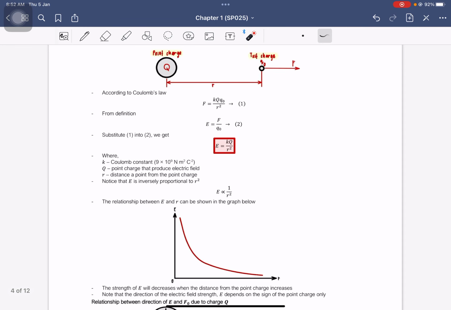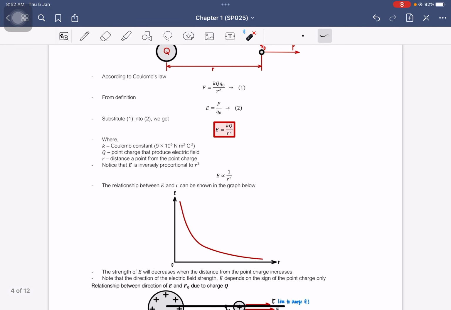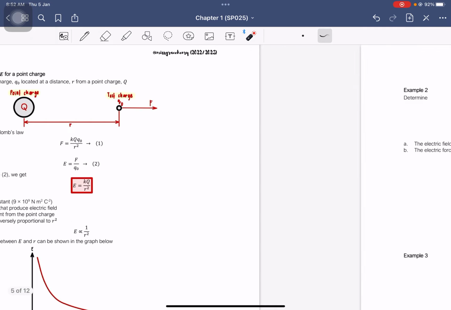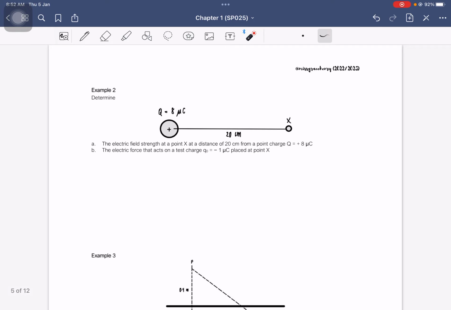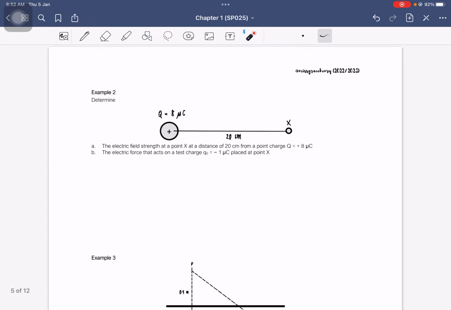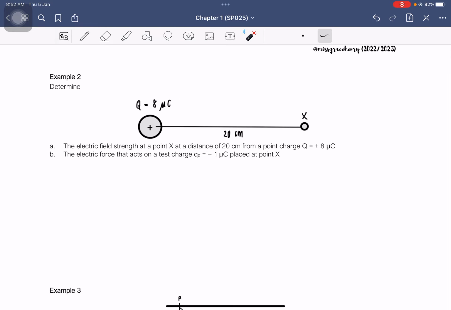Then we have to solve for example 2 and 3. So this is the theory part for electric field strength. Now we are going to do the examples.